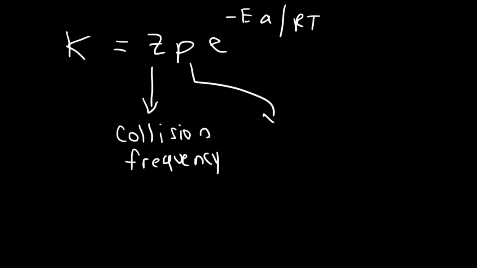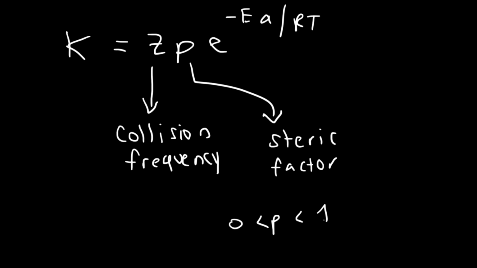p is the steric factor. And this has to do with the fraction of collisions that have the right orientation. So this is a number between 0 and 1. And it depends on the nature of the reactants.